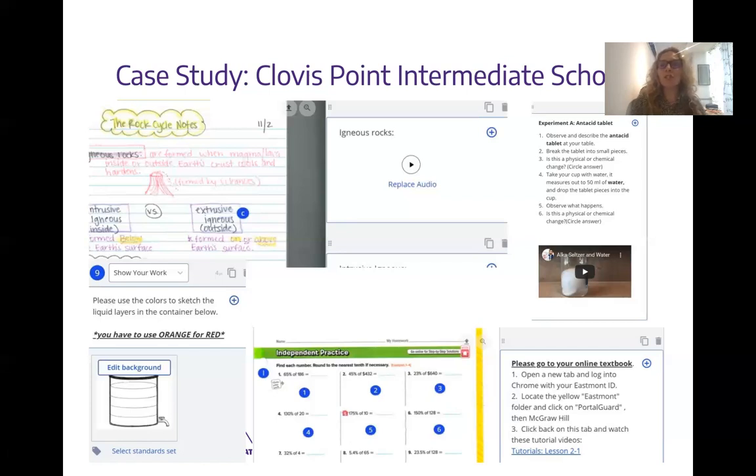For the first time in her teaching career, she really felt like she was hearing all students' voices and learned a lot about how her students were engaging and learning, which allowed for her to adjust her instruction accordingly. Clovis Point started to realize that when they put systems in place to allow for student engagement, it ensured that all students were included in those systems.